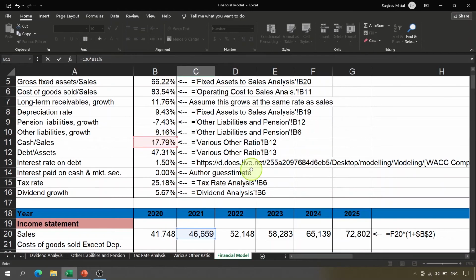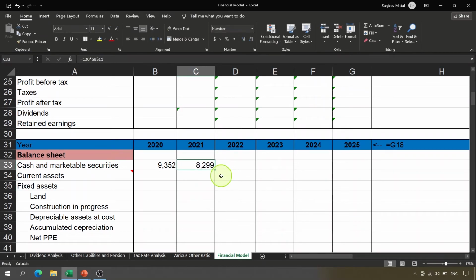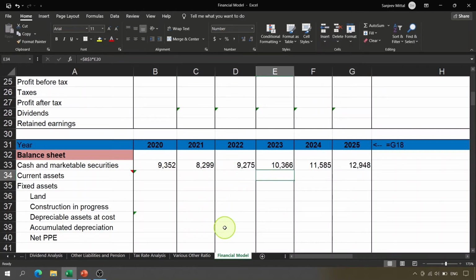I multiply this number and I freeze this 17.79%. Through that, we get our cash and marketable securities for the year 2021. After that, we can simply copy this formula and paste the same formula for all the months and years. Now, we can see our cash and marketable securities for all the years, which is projected based upon our cash to sales ratio.